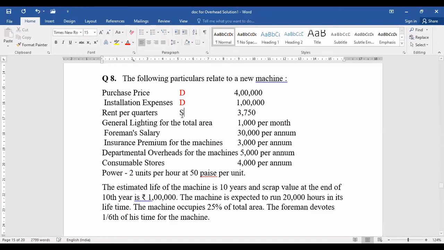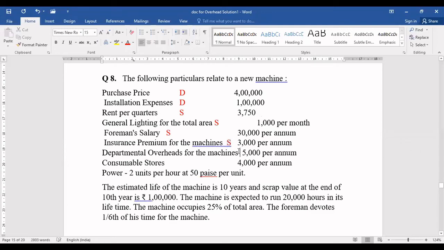Standing charge. Very good, very good. Okay, continue, beta. General lighting, come on, tell me. Standing. Very good. Now foreman salary, what's your salary? Standing. Salary will remain fixed. Very good. Next one, insurance premium. Insurance premium will be standing, correct? Standing. Next one, standing. Departmental, very good.